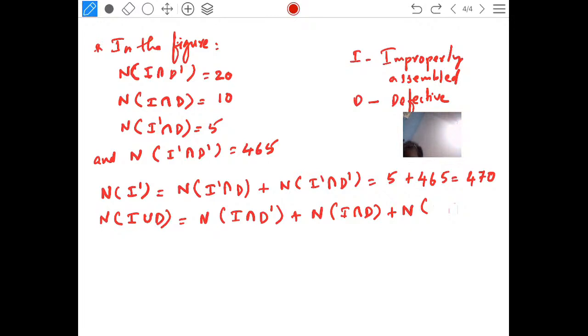n of I complement intersection D. From the values given here, n of I intersection D complement is equal to 20, plus n of I intersection D equal to 10, plus n of I complement intersection D equal to 5. So we can add these three values, 20 plus 10 plus 5, equal to 35. Okay, does this make sense? What is actually n of I union D?